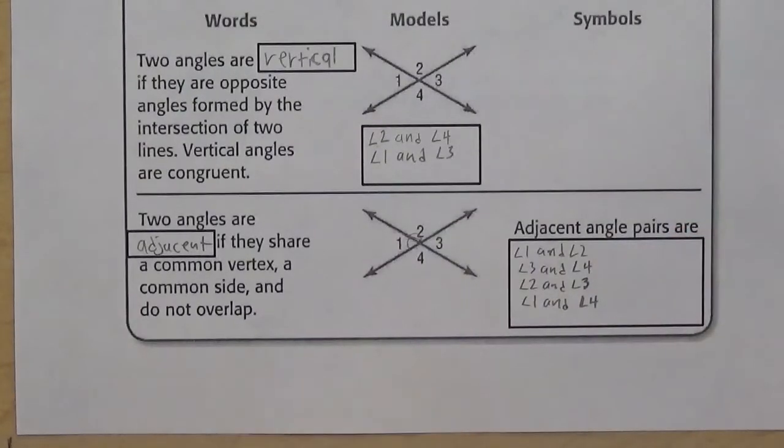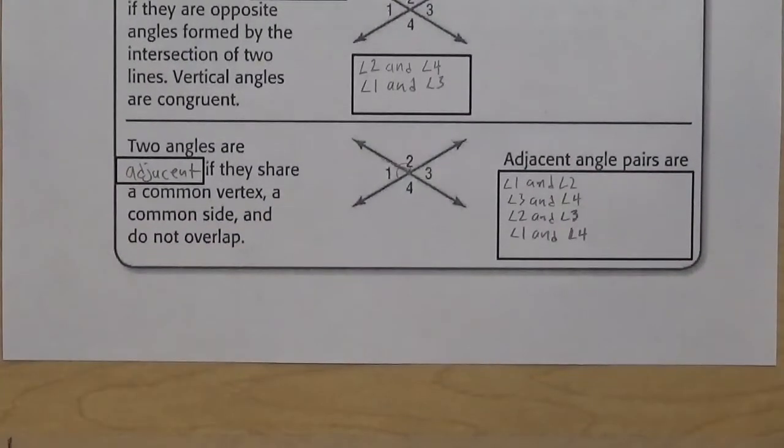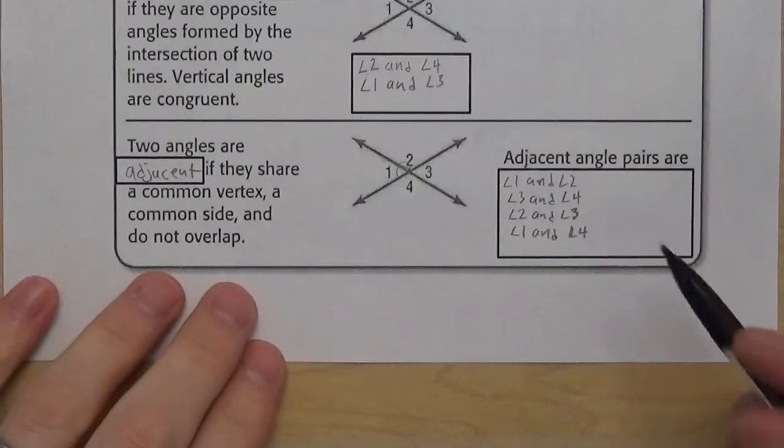So those are all your adjacent angle pairs, just angles that are next to each other. Now, I want you to go ahead and do this with me real quick because we're going to have some questions on this on the assignment that you guys have.